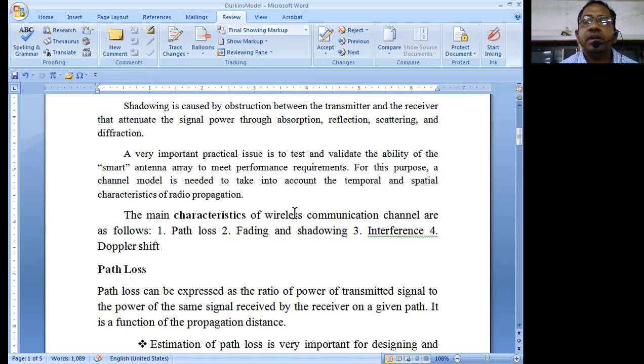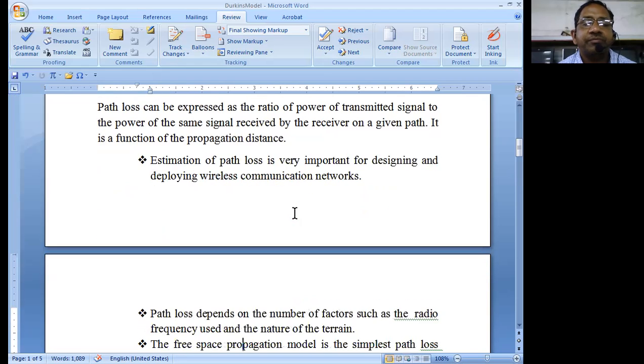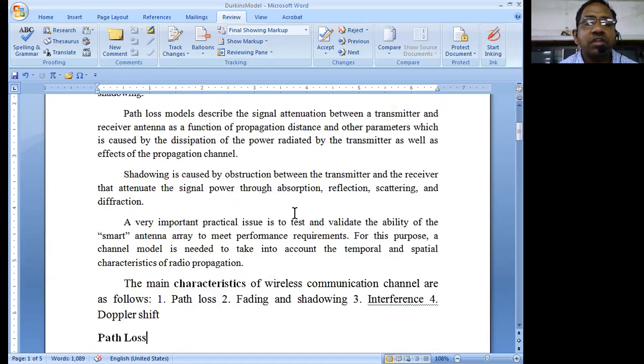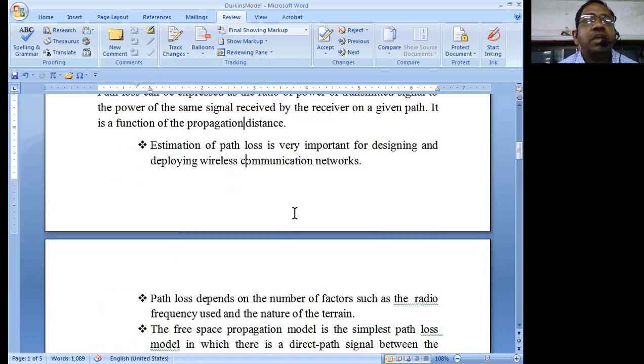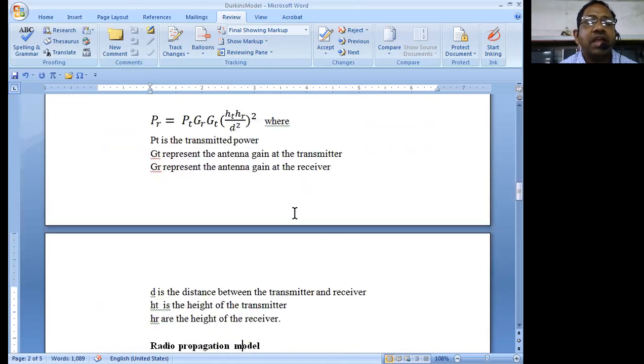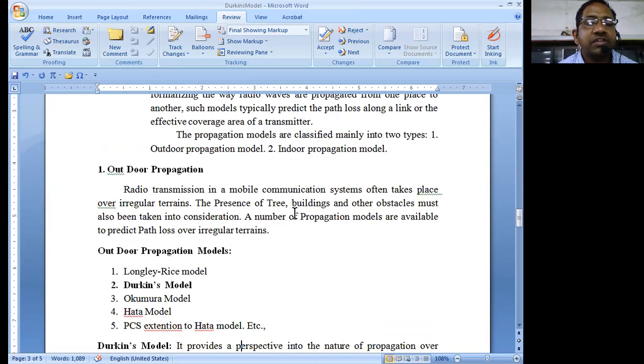Temporal means time dependent characteristics. Spatial means del operator dependent parameters, that is, spatial operator dependent parameters. So the main characteristics of a wireless communication channel, not system, channel, are the path loss, fading and shadowing, interference, and Doppler shift. Now what is most important is that this model is going to speak about the fading. So our point of discussion is going to be more on the fading, of course.